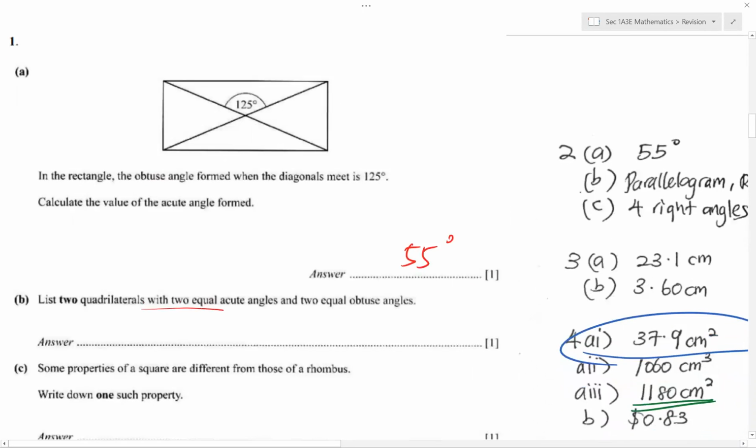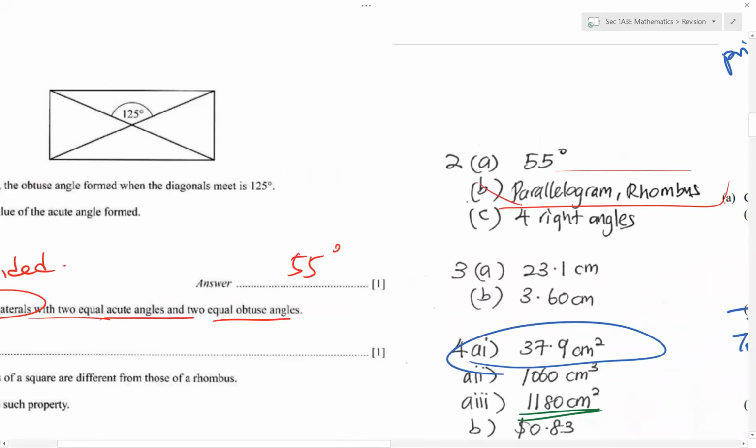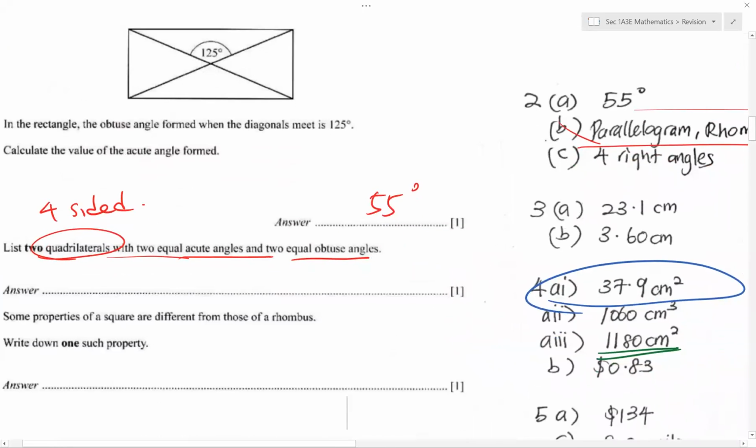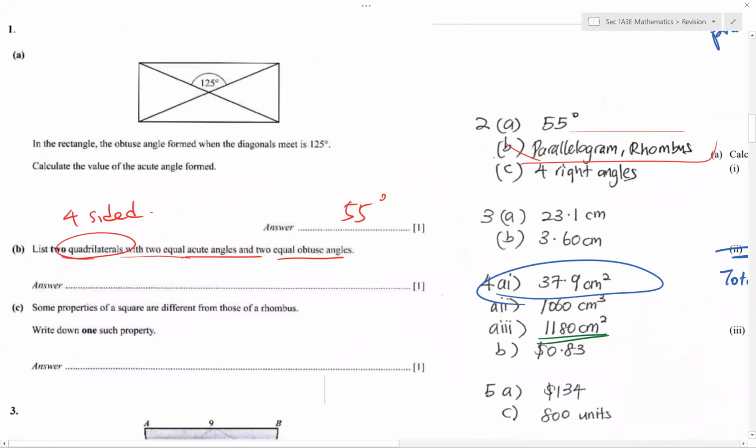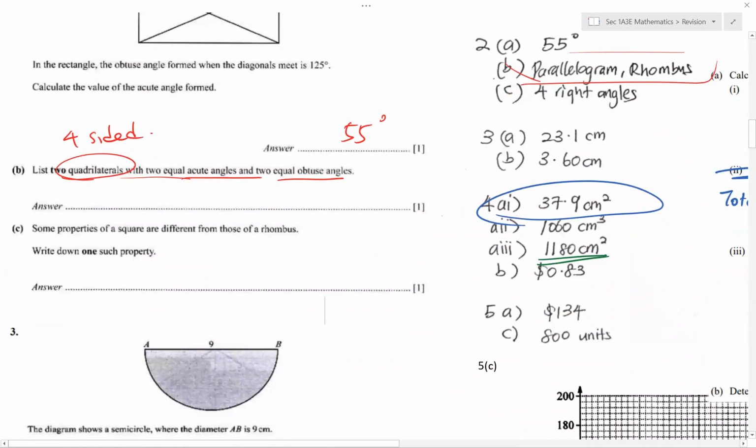Okay, part A, I don't think there'll be a problem for the 5 degrees. List two quadrilaterals. Quadrilaterals are four-sided figures with two equal acute angles and two equal obtuse angles. So we've got parallelogram and rhombus. So how is a square different from a rhombus? A square has four right angles. A rhombus doesn't have four right angles. Then what is the similarity between a square and a rhombus? They all have four equal sides.